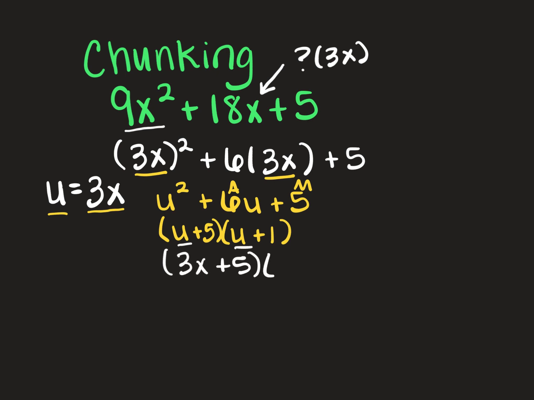And we have just factored. So that means that this 3x plus 5 times 3x plus 1 is going to be equivalent to this starting trinomial that we had.